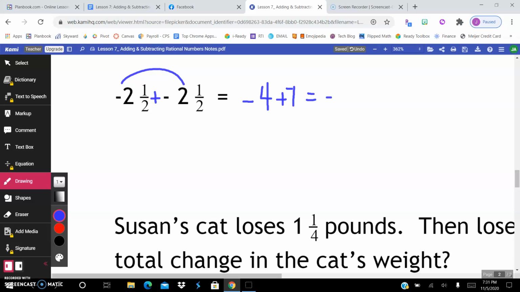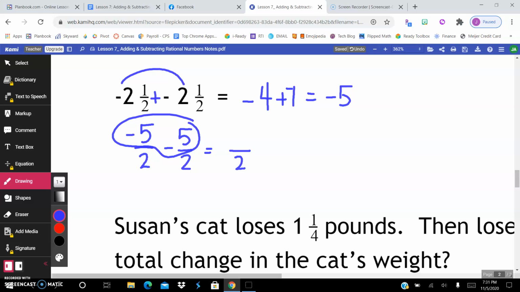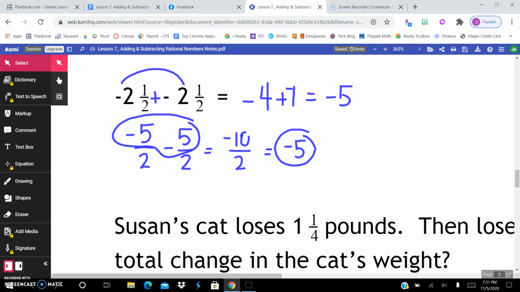If I add those together, I would have -5. Okay. The other way, make them improper. So 2 times 2 is 4 plus 1 is 5. So 2.5 is 5/2. That's negative minus another 5 over 2. So we're going to bring the 2 over. And then we have -5 minus 5 on the top, which would be -10. And if we do -10 divided by 2, we get -5. Okay, so a couple different ways to think about that particular problem.